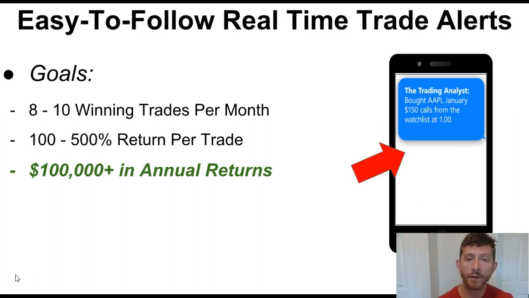Sometimes we make more than 500%, sometimes we make less than 100%. It varies depending on the market situation. And we trade a lot of options, and that's how we're able to achieve these kinds of gains on a regular basis. The last goal here is $100,000 in annual returns, and that number is very realistic for you when you're making these kinds of trades that we're making on a regular basis.